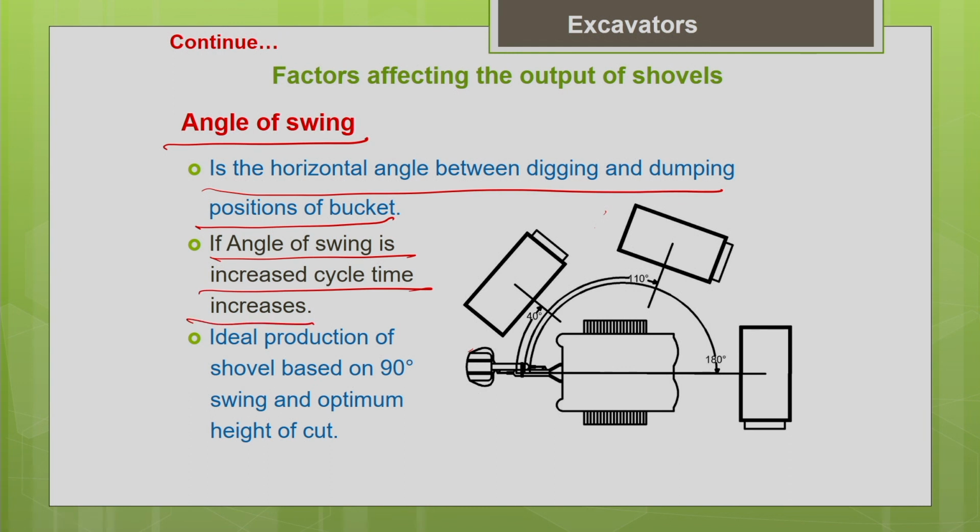So, ideal production of a shovel is based on a 90 degree swing. That is what I told you, the truck will be placed at 90 degrees. 90 degrees is the ideal condition, and the actual height of cut in your project site should be the same as the optimum height of cut. That combination will give you ideal production.